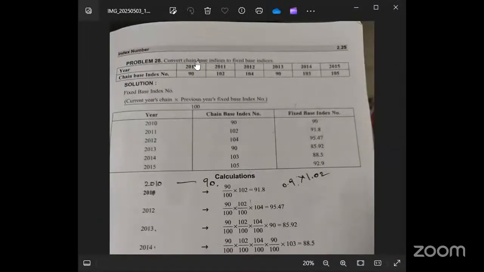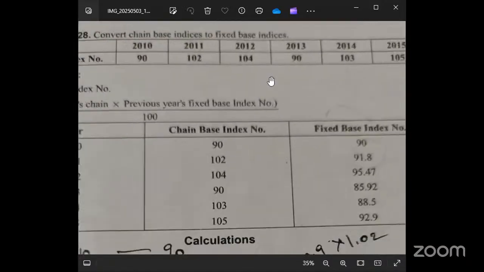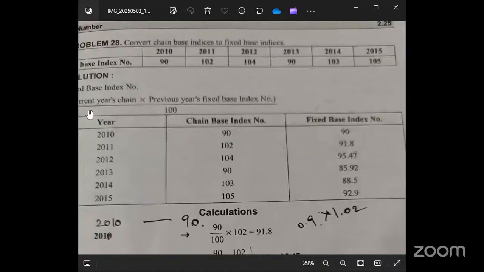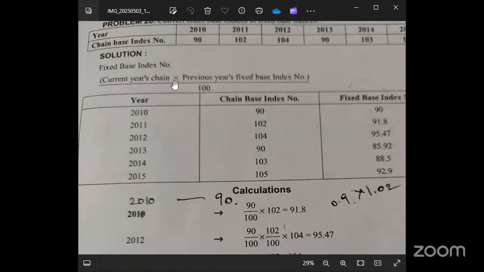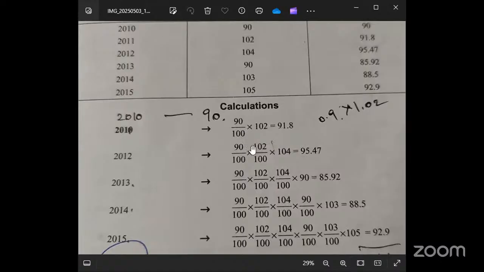See, convert chain base indices to fixed base index. Here the years given are 2010, 11, 12, 13, 14, 15, and the chain base index numbers are 90, 102, 104, 90, 103, 105. So what is the formula? Current year chain into previous year fixed base index numbers. Horizontally we have put the years and chain base, and we need to find the fixed base index. So how are we calculating here? For 2010, 90 by 100 into 102 for the next year.